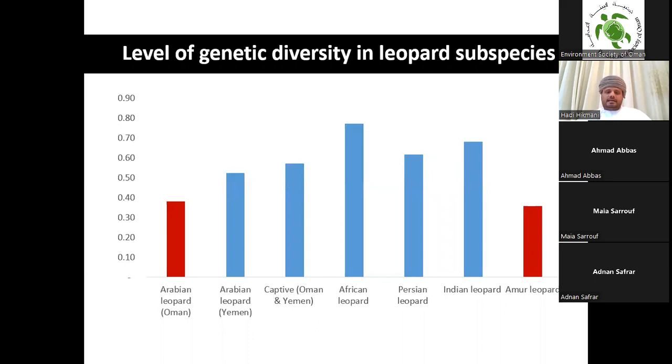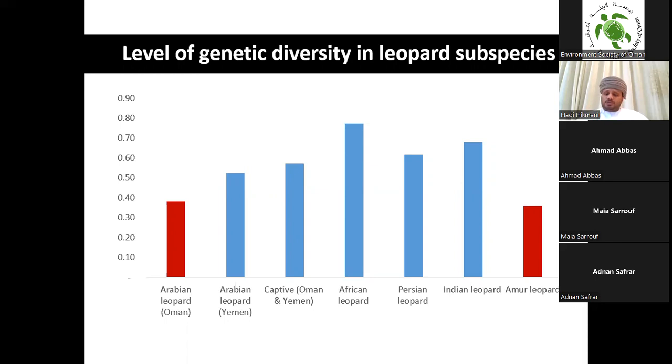Level of genetic diversity in leopard subspecies. As I said at the beginning of the talk, we collected comprehensive samples from across the region to look at the evolutionary history, genetic diversity, population structure, and gene flow of the Arabian leopards in the region, with special focus on the wild population of Dhofar.